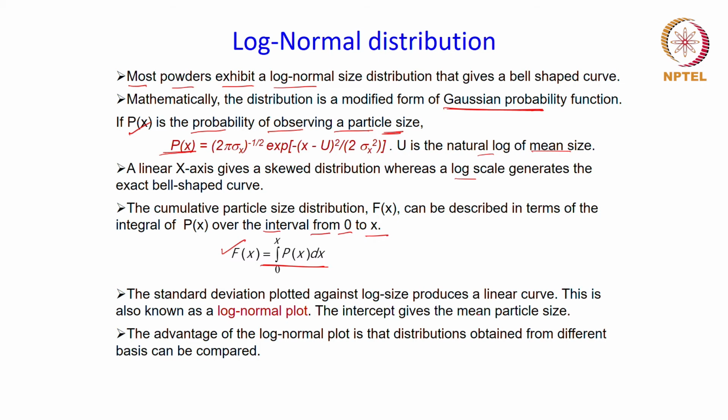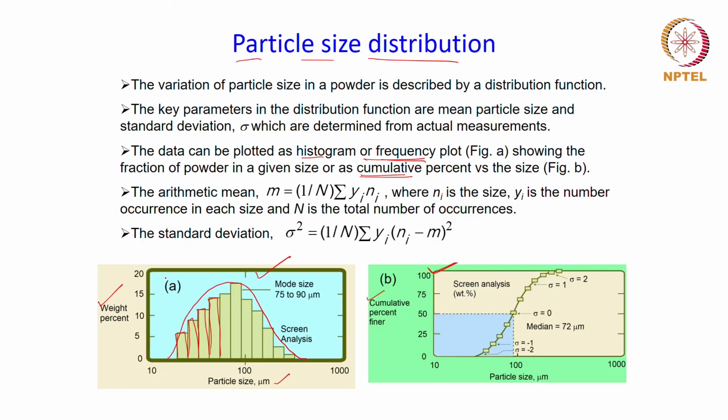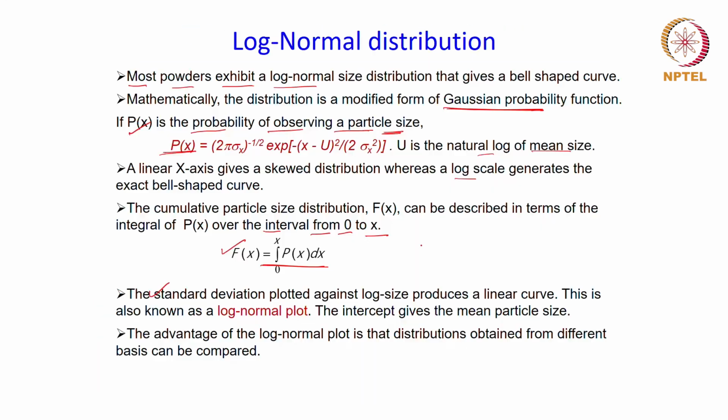And if you plot the standard deviation, which is this, against the log of size, that will give you a linear curve. I will come to that in a little while. And that particular curve is known as the log normal plot. Okay. And from this curve we can derive information like the intercept will give you the mean particle size.